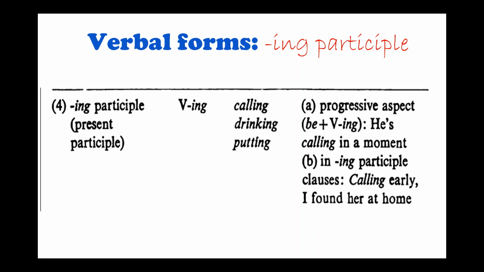Now, there are two possible scenarios in which we use the ing participle. The first one, when we want to express the progressive aspect, as in he's calling in a moment. So this is the first scenario. The second scenario, in which we use the ing participle, is when we have ing participle clauses, as in calling early, I found her at home. Now, calling early, this is what they call an ing participle clause.